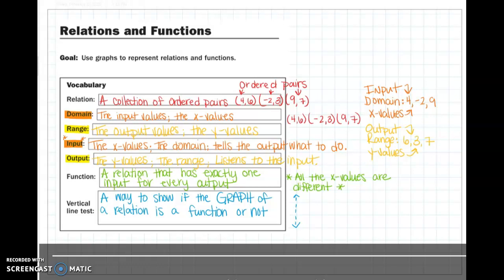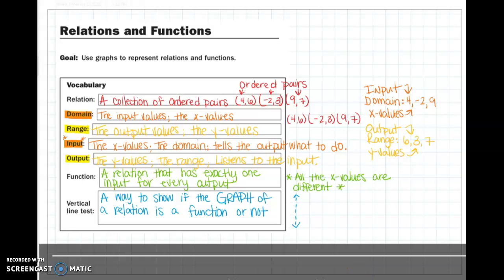Now you can refer back to these definitions. We're going to need them for the whole chapter, but this first lesson was just about domain and range. So you are going to need the definitions for relation, domain, range, input, and output.